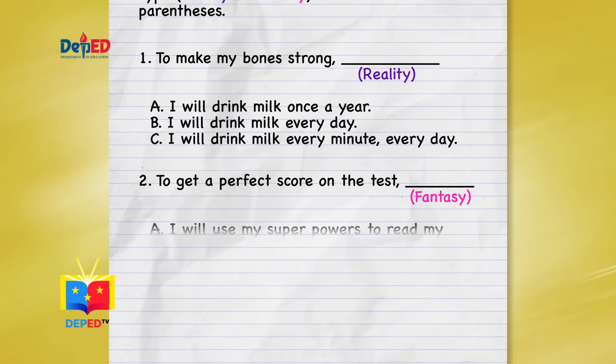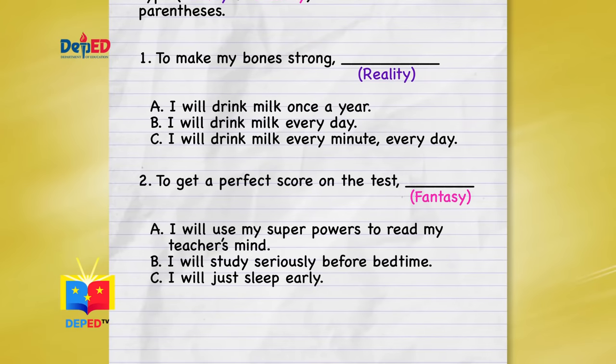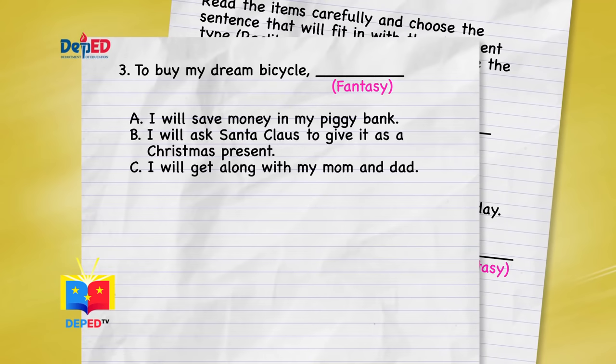Number 2. To get a perfect score on the test, A. I will use my superpowers to read my teacher's mind. B. I will study seriously before bedtime. C. I will just sleep early. Number 3. To buy my dream bicycle, A. I will save money in my piggy bank. B. I will ask Santa Claus to give it as a Christmas present. C. I will get along with my mom and dad.